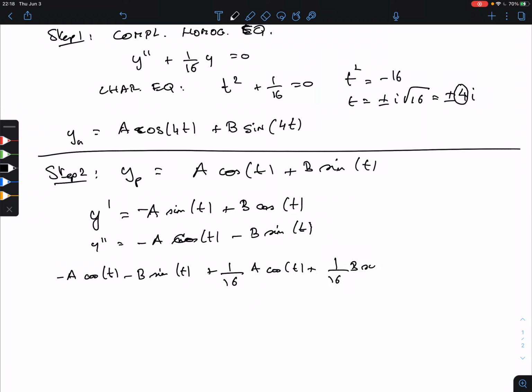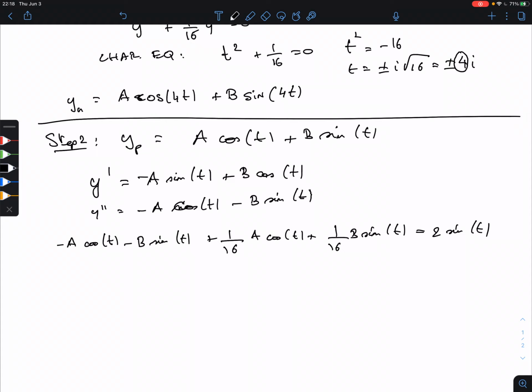And that has to be equal to, what was it? 2 sine t. Okay? And how does the method of comparing coefficients work? It's different. If it's polynomials, we compare the powers of t. If it's sines and cosines of the same angle, then we compare the sine and the cosine. So let's see what is the cosine.